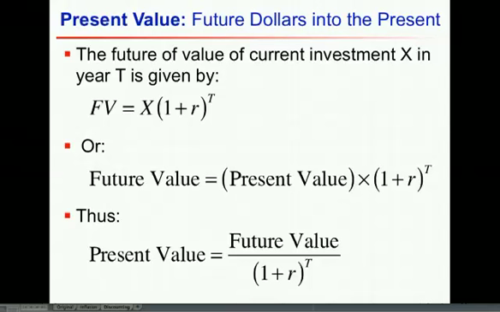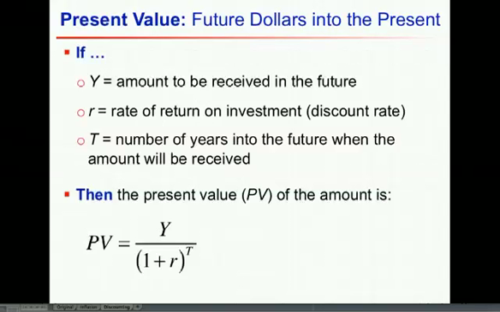We're discounting future values to get present values. So again, here's the companion slide to the general idea of future values that we did, now for present values. If Y is the amount to be received in the future, R is the rate of return on investment, or the discount rate, and T is the number of years in the future when the amount will be received, then the present value of that future amount is present value equals Y divided by 1 plus R to the T power.